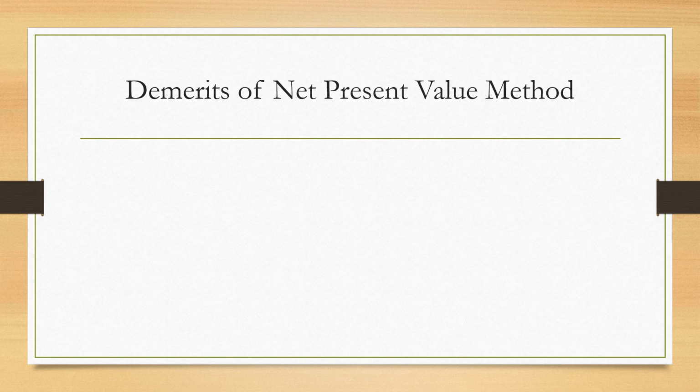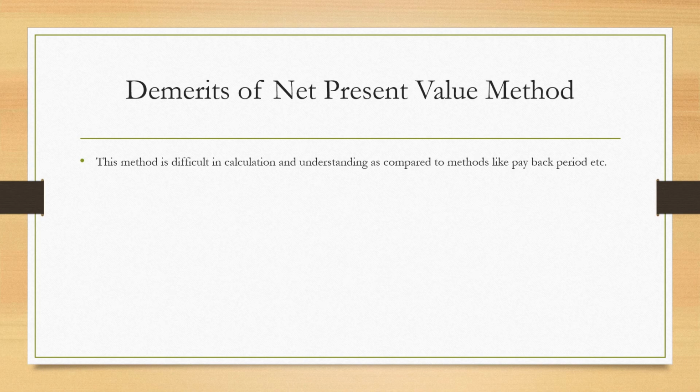Now let us see what are the demerits of this method. Friends, this method is a bit difficult in calculation and understanding as compared to other methods like payback period or accounting rate of return. You have to assume a discount rate, you have to discount the cash flows, and then you have to find out the NPV. So it becomes a bit difficult.